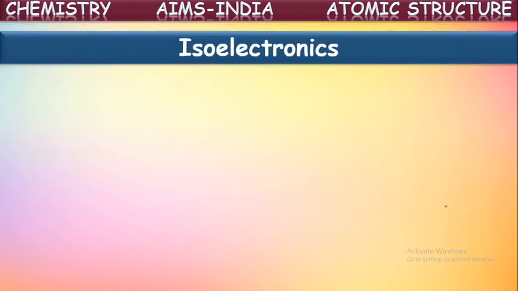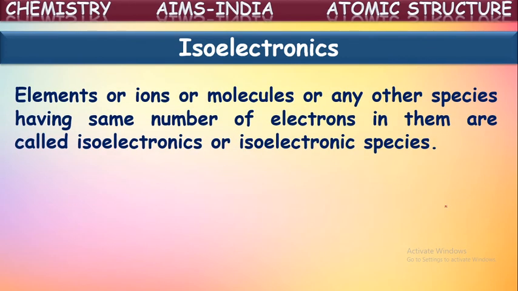Okay, next, isoelectronics. Elements or ions or molecules or any other species which have the same number of electrons in them are called isoelectronics or isoelectronic species. Okay, the species which have the same number of electrons are called isoelectronic species. They might be atoms or ions or molecules, whatever they might be. If they have the same number of electrons, then they are called isoelectronics or isoelectronic species.